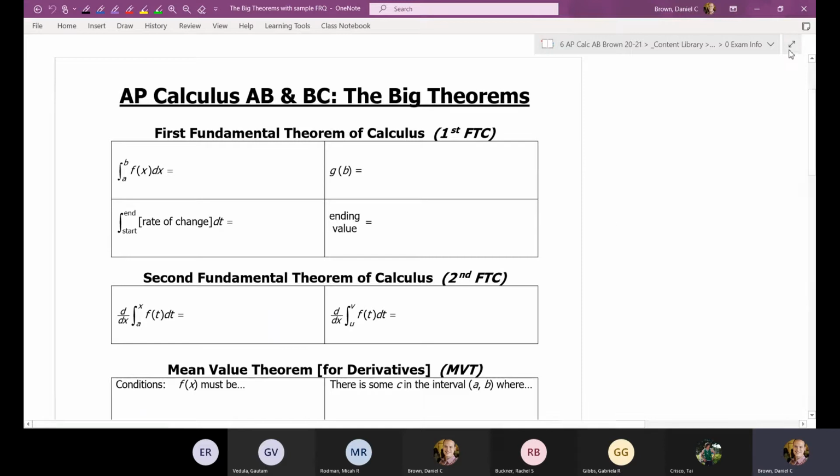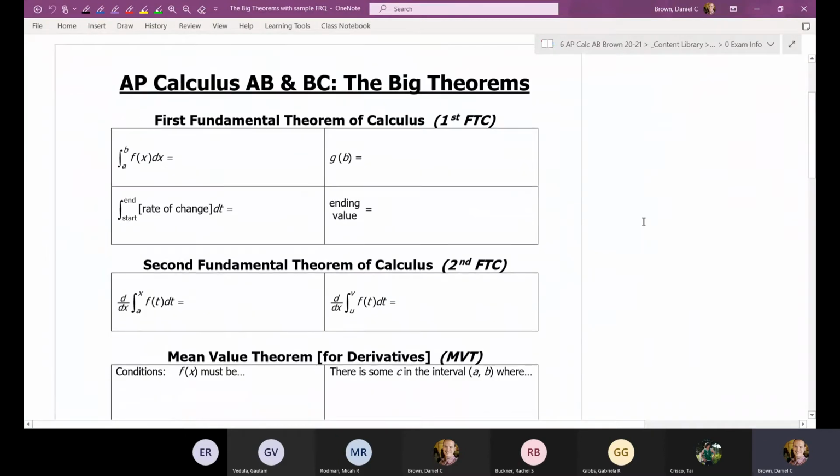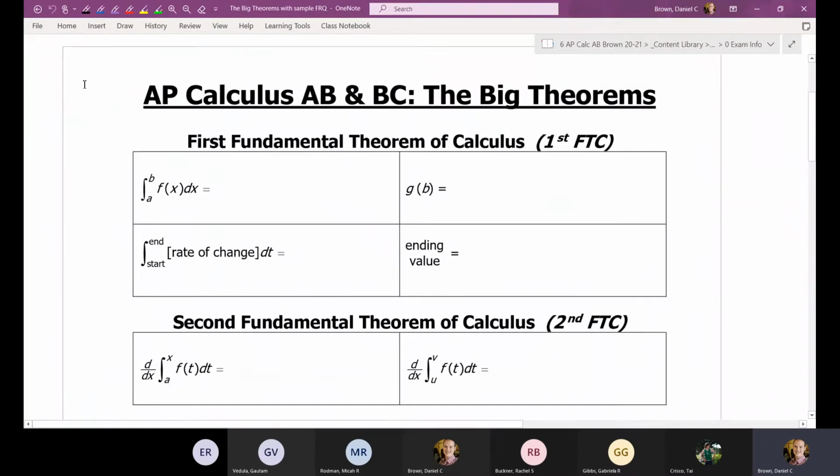So again, this is on that tab. If you're looking and want to follow along, exam info under stuff you might know, the big theorems with sample FRQ. I know some of you are worried because you didn't have me first semester and you feel like you maybe missed out on some stuff you could learn.